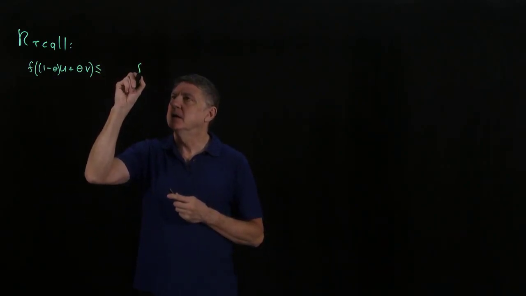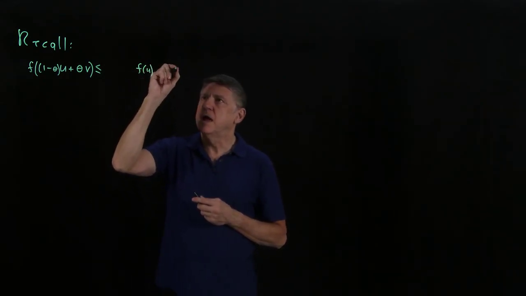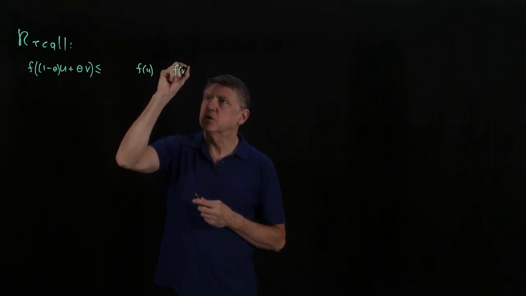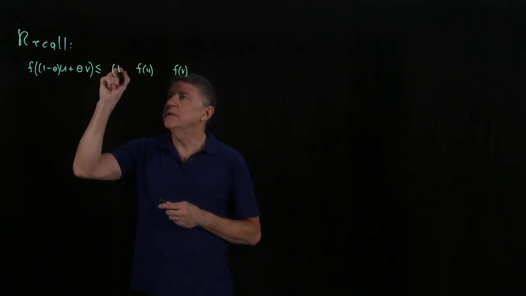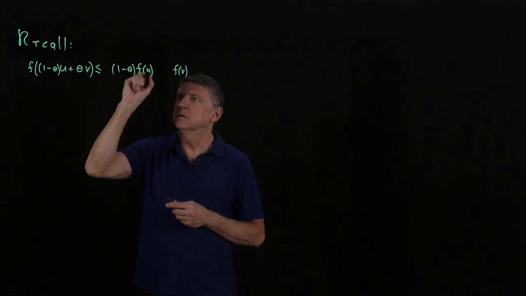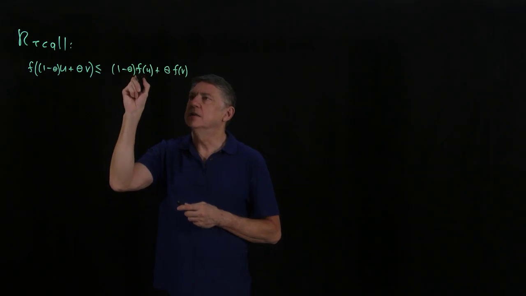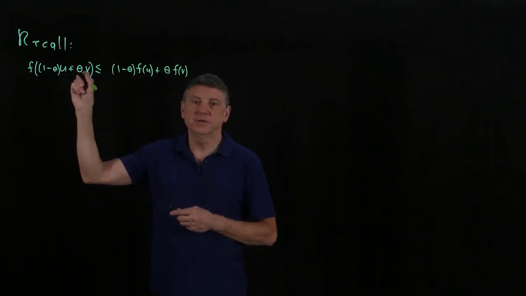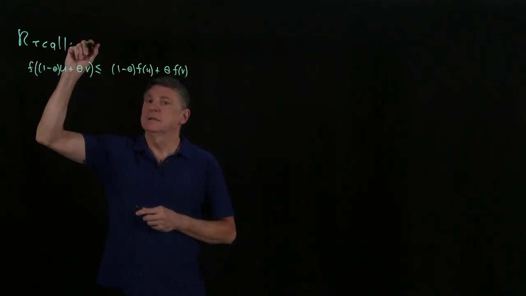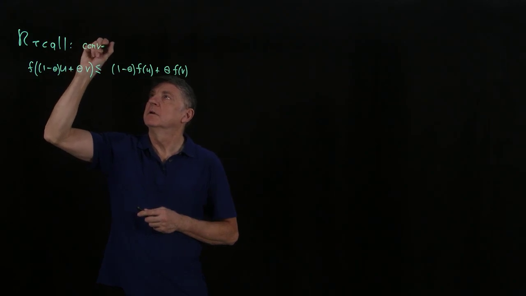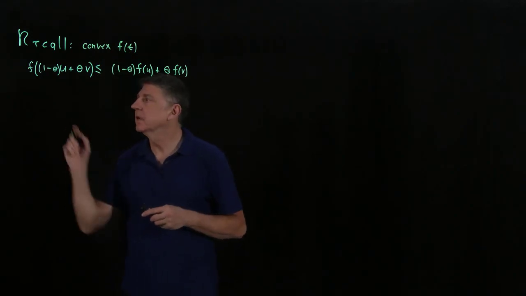And that is, if we evaluate the function at the argument u, and we evaluate the function at the argument v, and then we perform a linear interpolation of this, which is we take 1 minus theta times the level at u and add theta times the level at v, this is always at least as large as the level at the interpolant. So that is a convex function of a scalar argument.